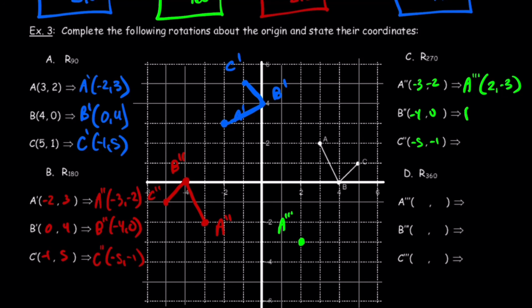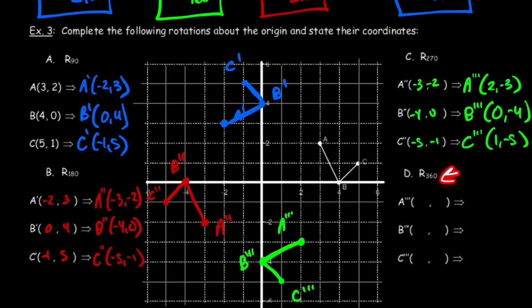Switch and negate the first one. So B triple prime is 0, negative 4. Remember, when you negate a 0, it just stays 0. So 0, negative 4 is B triple prime. And switch and negate the first one, C triple prime becomes 1, negative 5. 1, negative 5 is there. And A, B, C, yeah, same shape. And then the last one's a little redundant. It says, okay, what if I take the original one and rotate it 360? Rotating 360 is the same as the original.